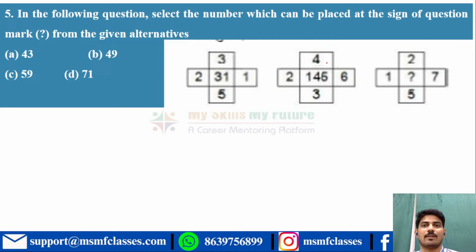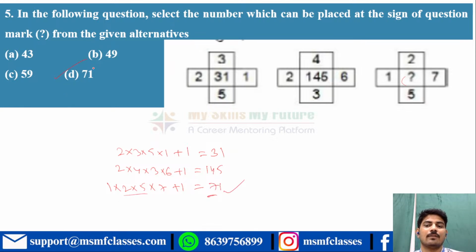Okay, this was the next question. So in the following question, select the number which can replace the question mark. So we need to find the number to replace the question mark present here. So I'm directly giving the answer here. So 2 into 3 into 5 into 1, and if I add 1, that will be equal to 31. 2 into 4 into 3 into 6 plus 1, that will be equal to, I'm getting 145. And similarly 1 into 2 into 5 into 7 plus 1, that will be equal to how much, means it will be 71, which is presented in option D.